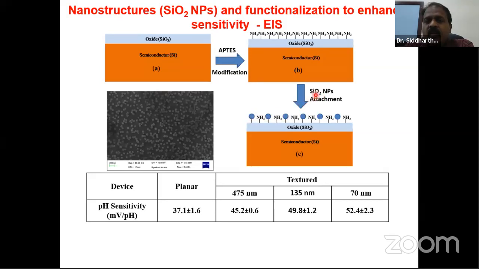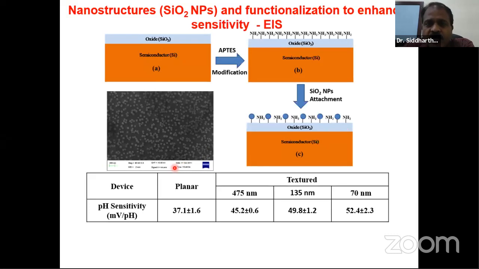So what we have is this SiOH, which binds with the amine group, and on the basis of this, we see this formation. We have the silicon nanoparticles which now form on this surface.